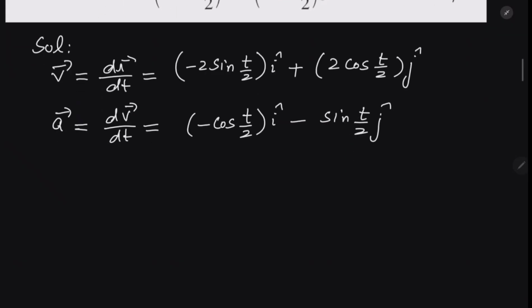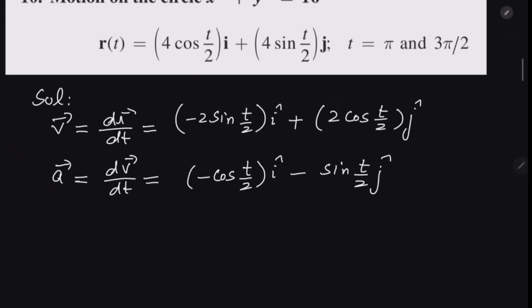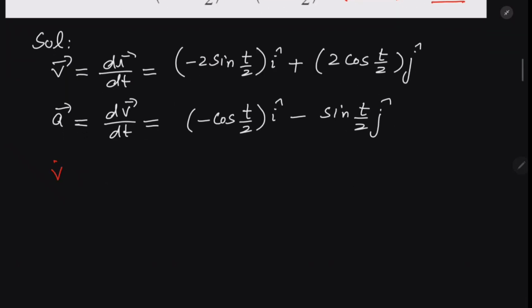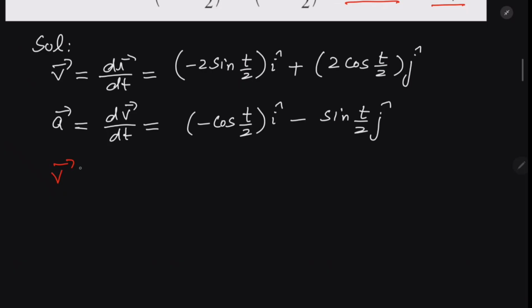We find the value of velocity at t equal to pi and t equal to 3 pi by 2. Velocity at pi will be equal to minus 2i plus, cos pi by 2 will be 0, so I don't write that value. Similarly, the acceleration at pi: minus cos pi by 2 is 0, sine pi by 2 is 1, so minus j.